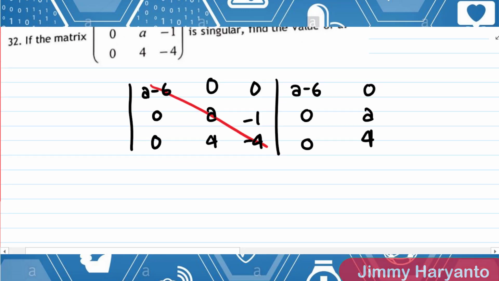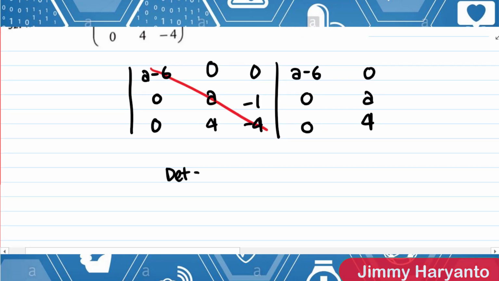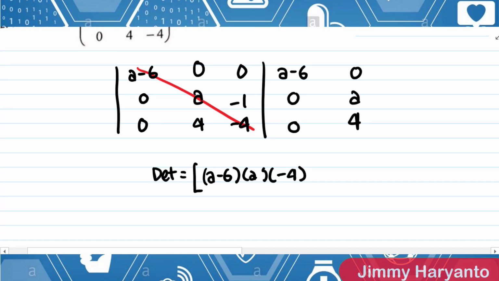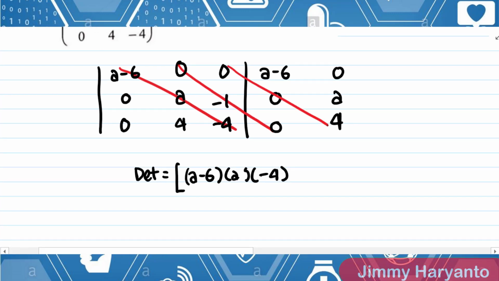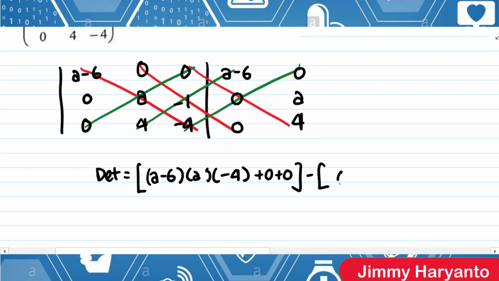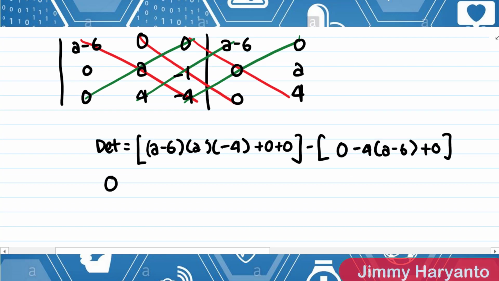Okay, for the first one is this one. I will rewrite it first. Determinant equals to a minus 6. Wait, times it with a, times it again with minus 4. And for the second one is 0, 0, plus 0, plus 0. And for the opposite sign will be 0, this and this. Okay, 0 minus 4 times a minus 6 plus 0. And the determinant should be 0, yeah, because it's singular.